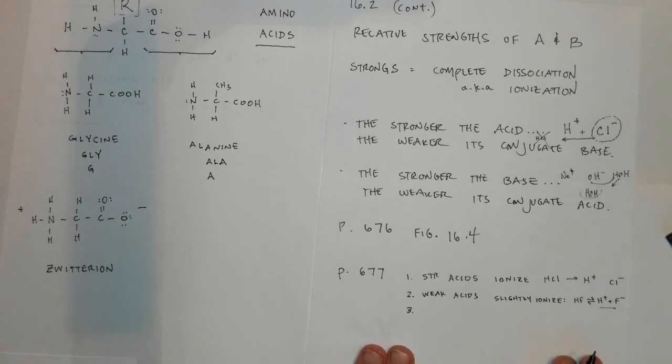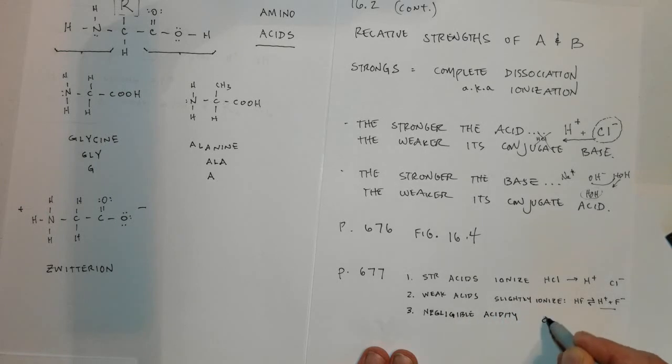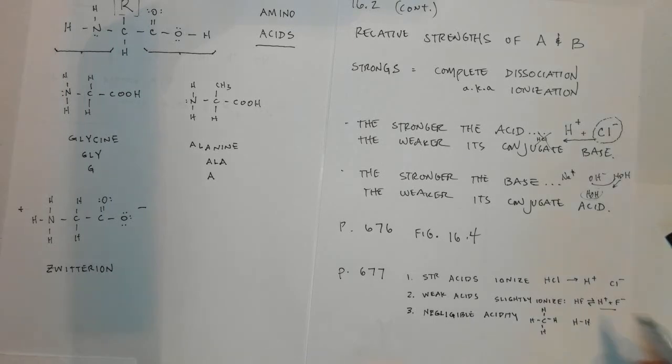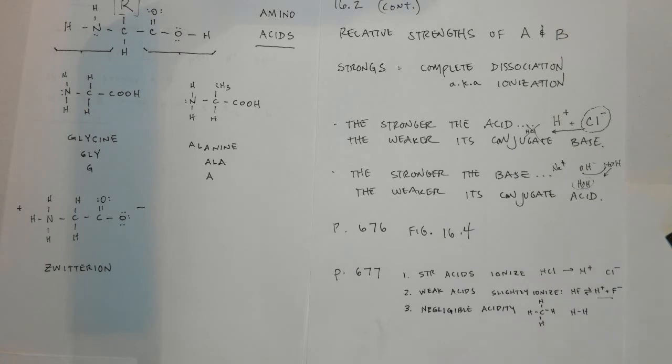And then rule number three is the things with negligible acidity. These ones are like CH4. They're super stable molecules, don't give away hydrogens at all. Like H2, they don't break up, they don't ionize, they don't act as an acid or a base in solution.